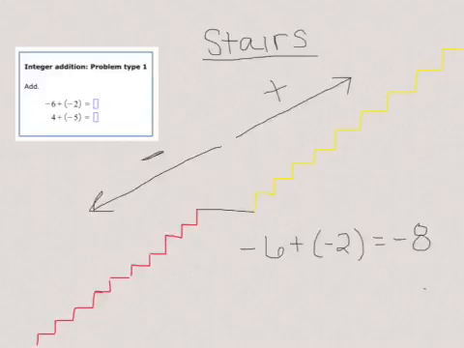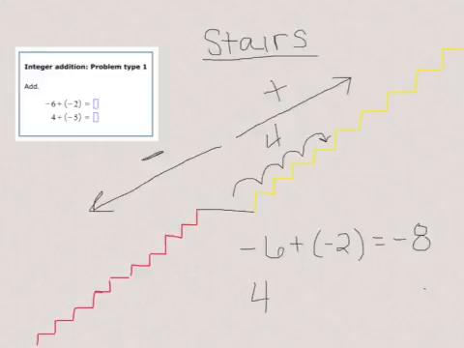Right? So what are we going to do first? Well, the problem says that we have 4. So I would ask, are we going to go up or down? Since it's a positive, we're going to go up 4 steps. 1, 2, 3 and 4. So we went up 4 steps.